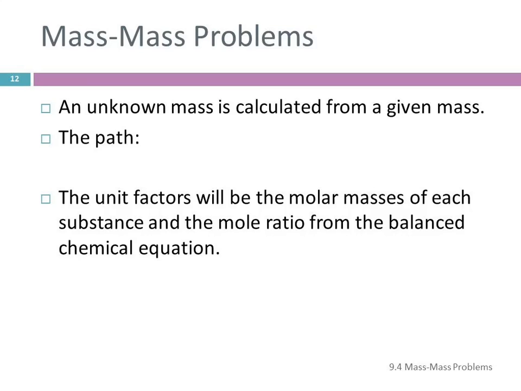So for a mass problem, you're going to start with grams, and we're always going to have to go to moles in the middle, because we don't know what the relationship between the grams of product and grams of reactant is, but we know from the chemical equation the ratio of moles. And so grams to moles to moles to grams.